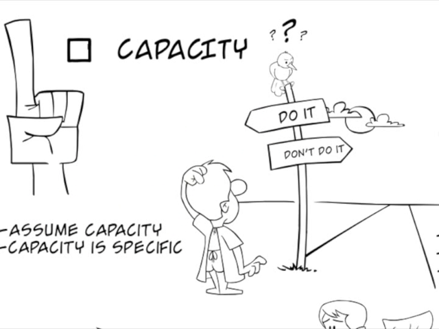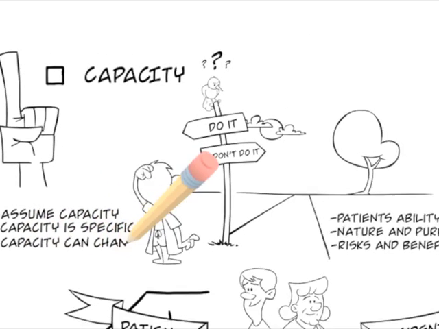Capacity is specific to each healthcare decision, whether it is about what you want to eat or if you are going to have surgery. And that capacity can change over time.